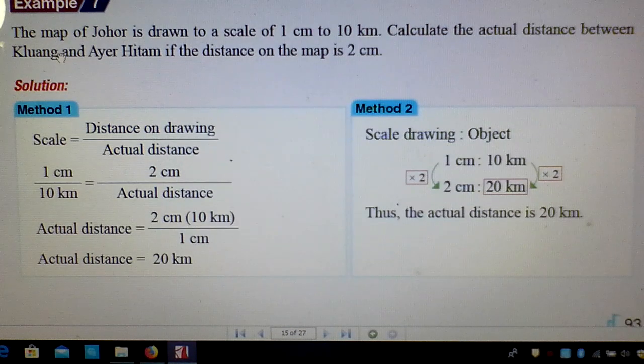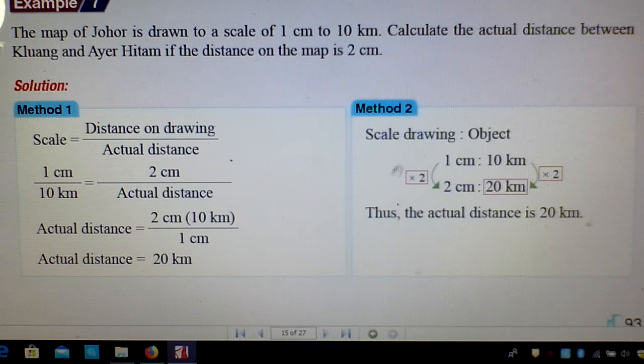Okay, example 7. The map of Johor is drawn to scale 1 cm to 10 km. Calculate the actual distance between Kluang and Air Hitam if the distance on the map is 2 cm. So we use the formula of scale. Scale equals distance on drawing divided by actual distance or object distance. So scale 1 to 10, 1 cm to 10 km. So 1 divided by 10 km is equivalent to 2 cm, here the map, divided by actual distance. So actual distance is equivalent to 20 kilometer.